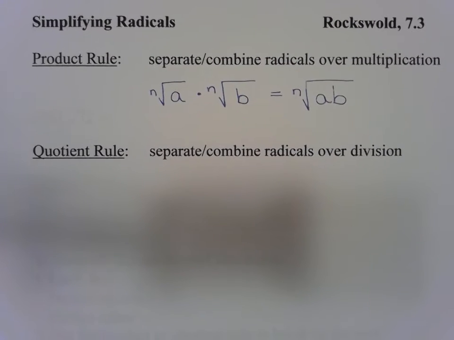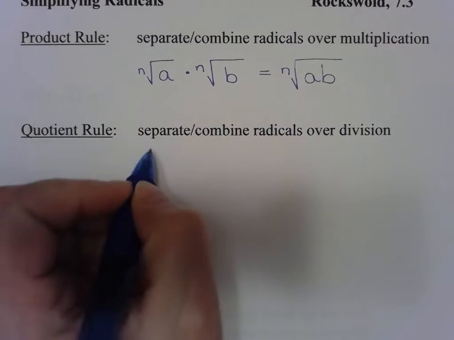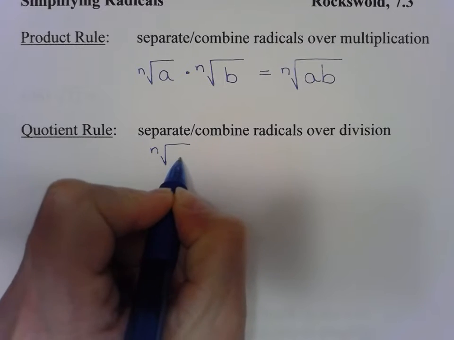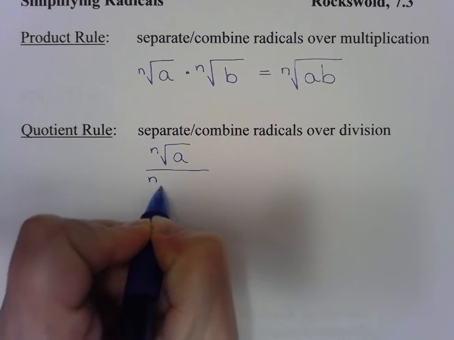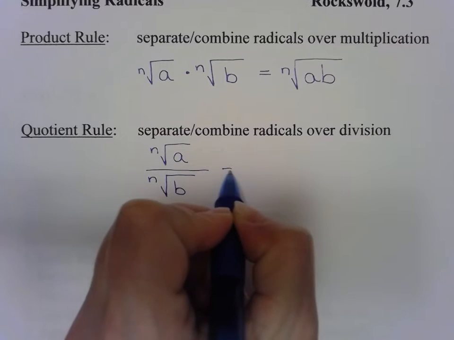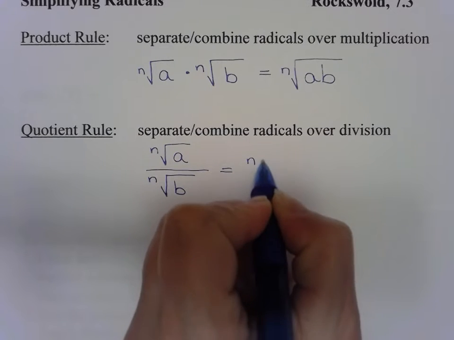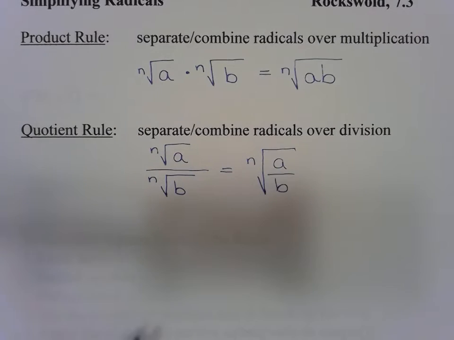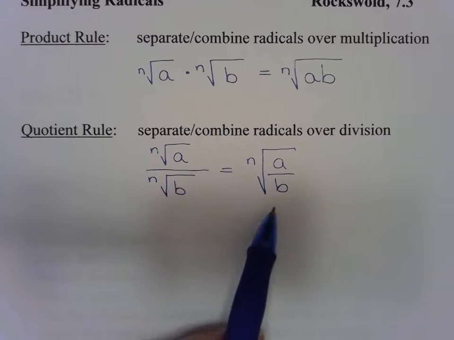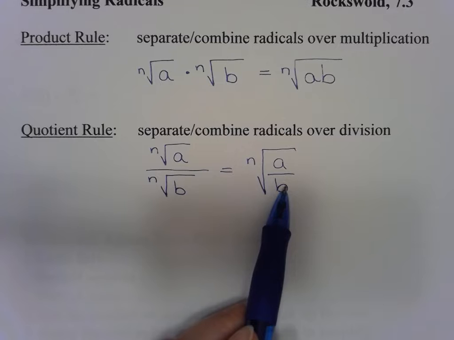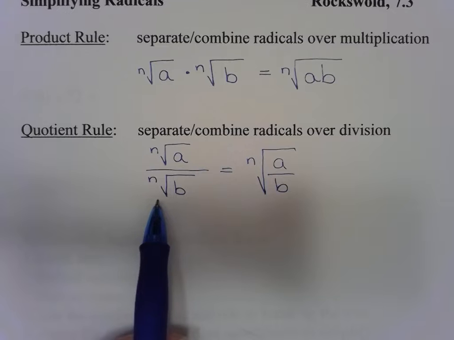Likewise, for the quotient rule, we can divide two radicals, and if we like, we can combine them as long as they are the same type of radical into one giant radical where we divide the insides. And this one also works both ways. So if we have two parts and we want to combine them into one radical, we can do that. Or if we have one radical and we'd like to break it up into parts, we can do that, whatever fits the situation.